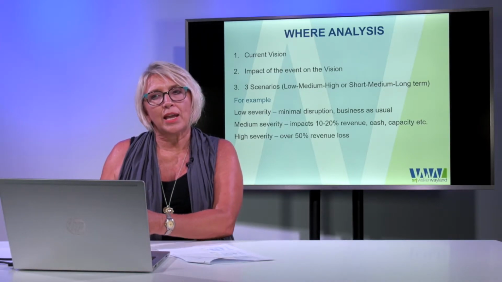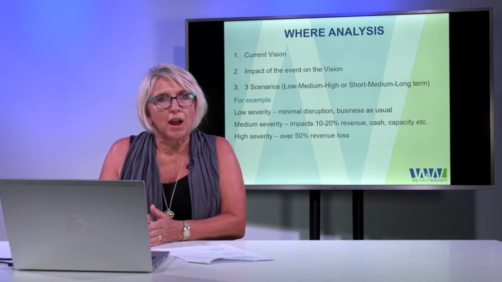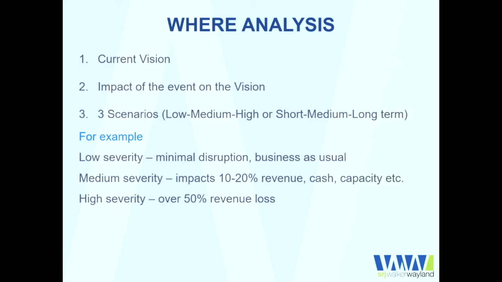Then we need to look at our where. So where do we need to be? So what's the current vision of your business? Hopefully you have one. When you know what your current vision is, what is the impact on that vision of this particular event? What could happen? What do you need to change? And you need to be looking at developing 3 different scenarios.